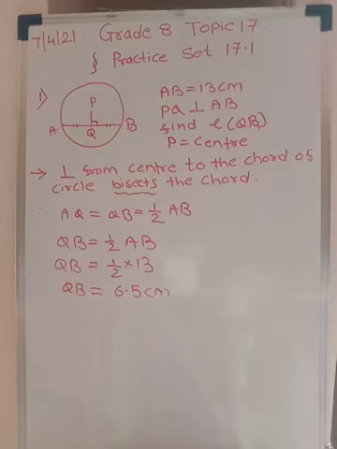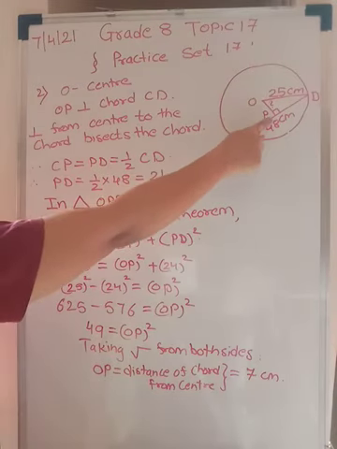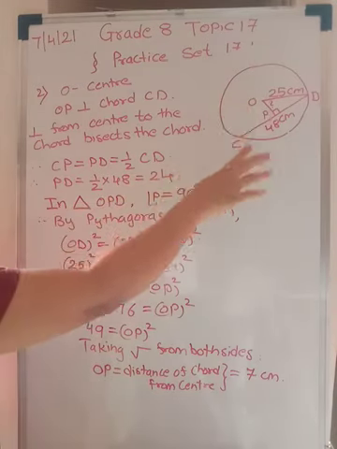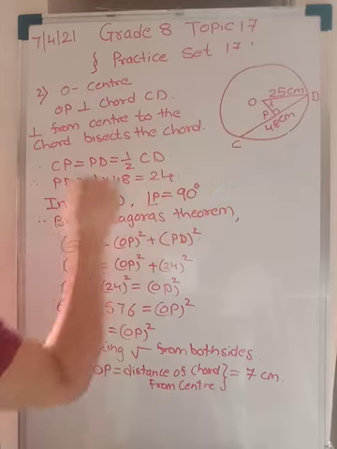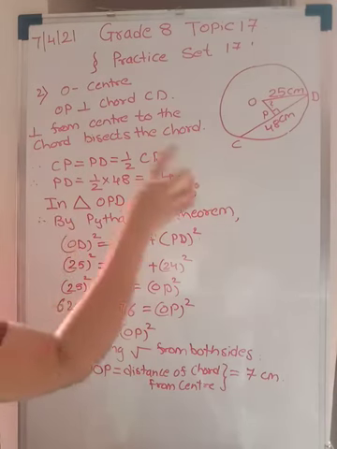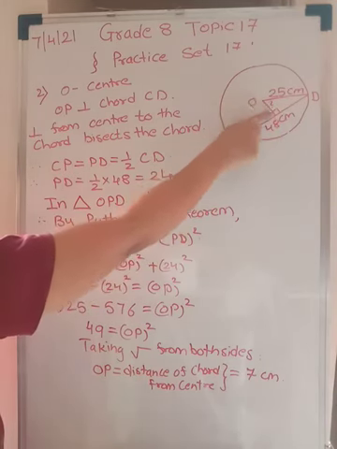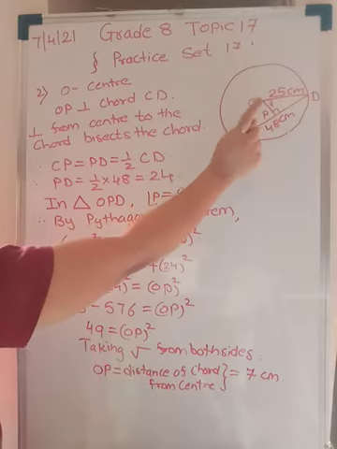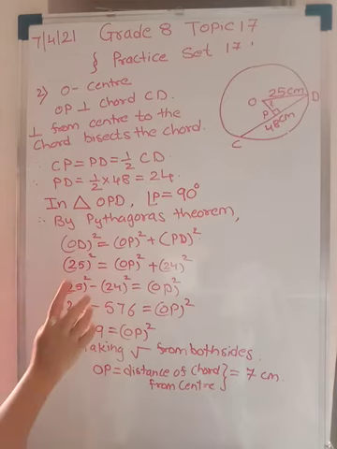Let's try the second one now. Look at the second question. Center is O. OP is perpendicular to chord CD, already given. The radius is 25 centimeters and the length of the chord is 48 centimeters. You have to find the distance of this chord from the center. In short, you have to find distance OP. This point is P. You have to find distance OP, so I have shown a question mark here.